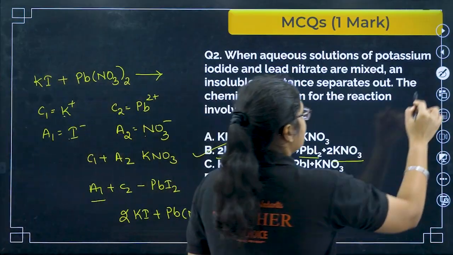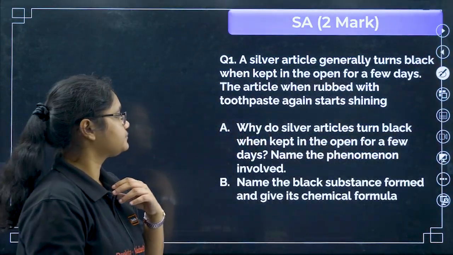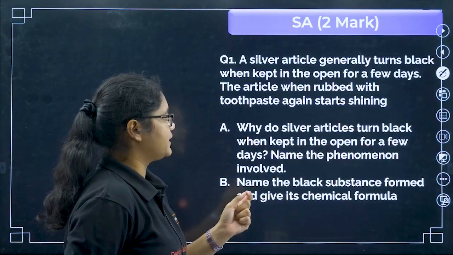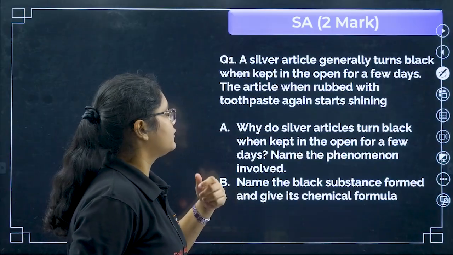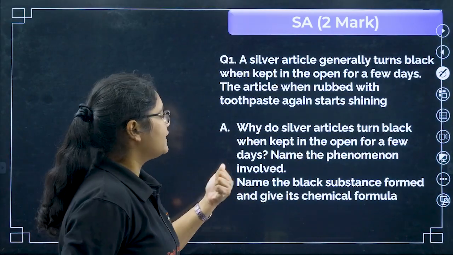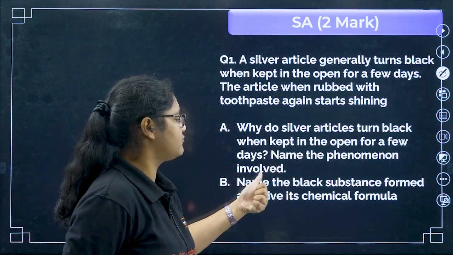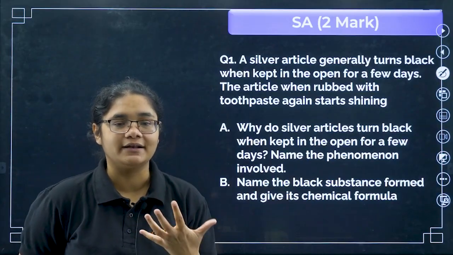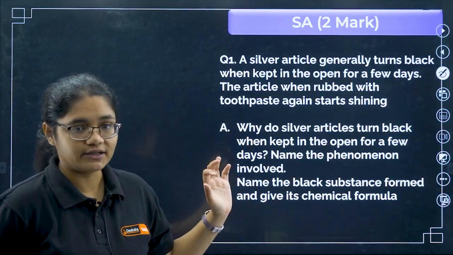Now moving to the next question, that is a 2-marker question. A silver article generally turns black when kept in open for a few days. The article when rubbed with toothpaste again starts shining. Why do the silver articles turn black when kept in open for a few days? Name the phenomenon involved. We know that when you keep the silver articles outside, they react with oxygen, they get corroded, and this process is called corrosion.